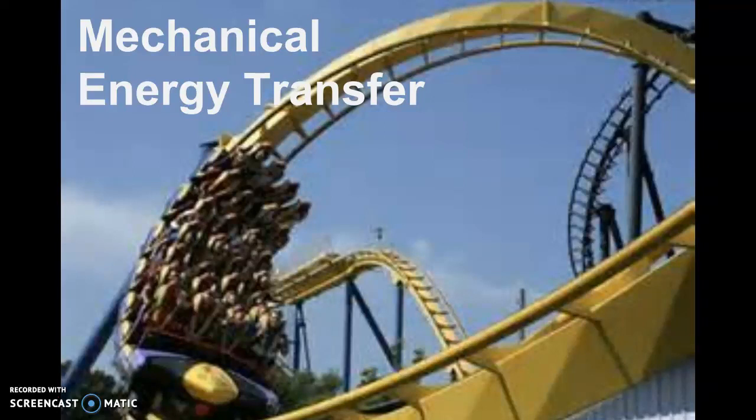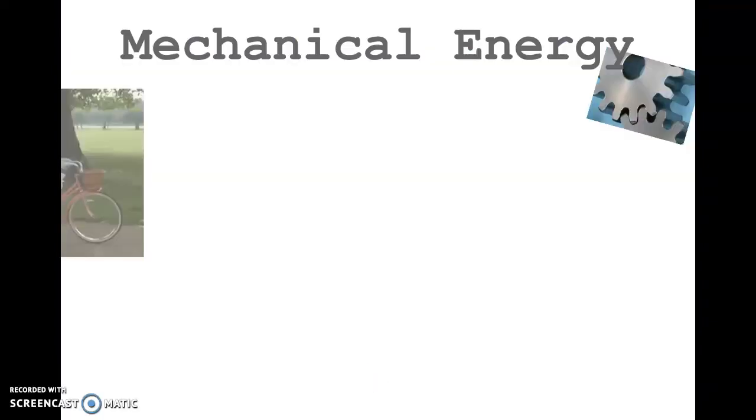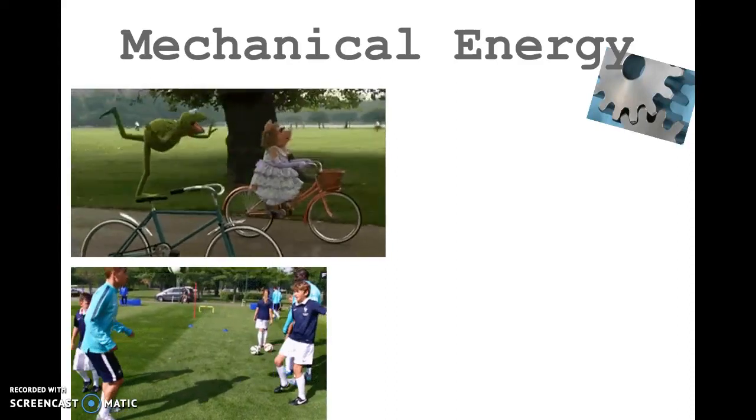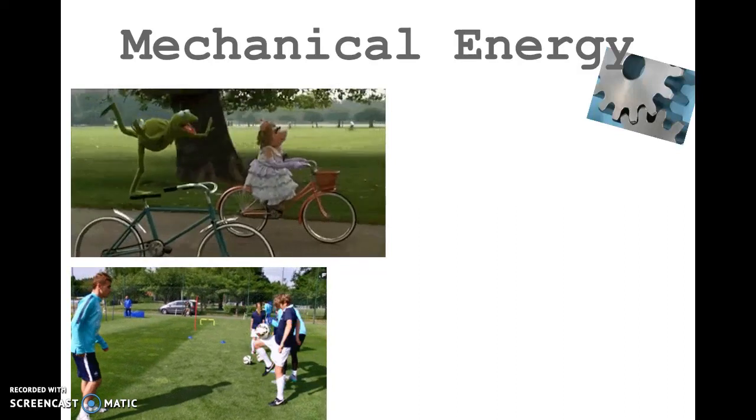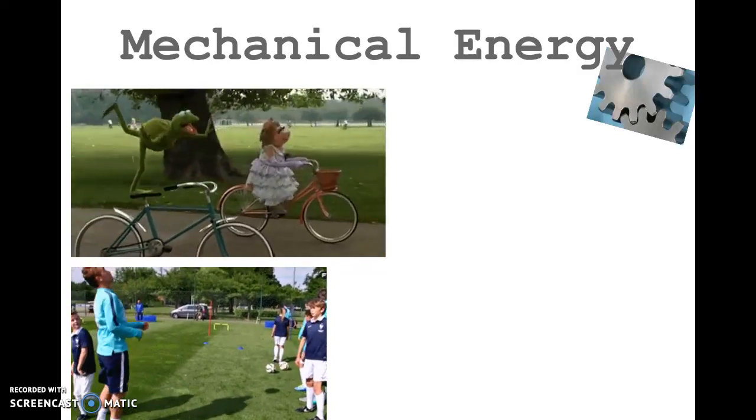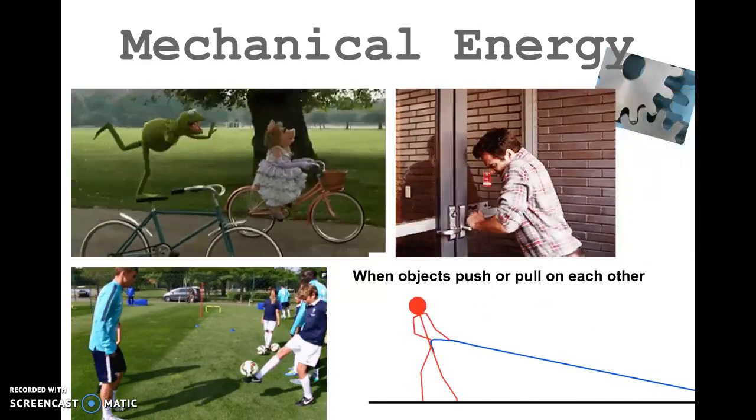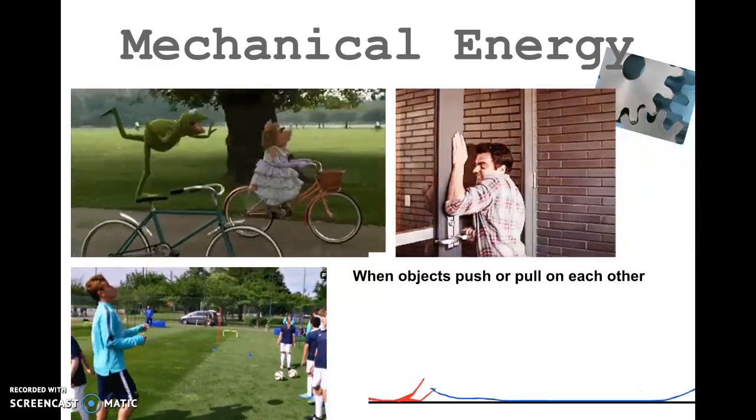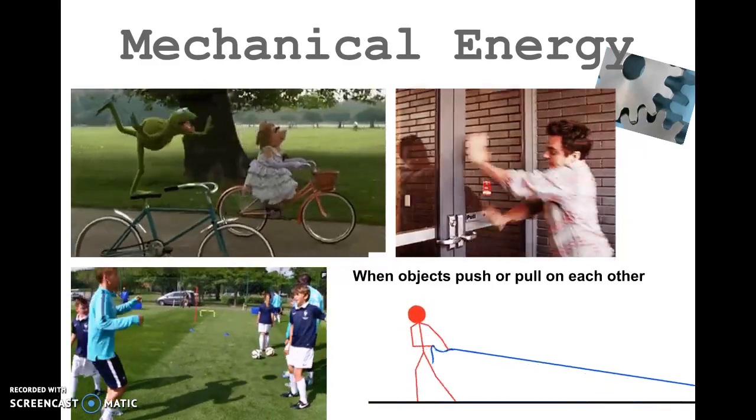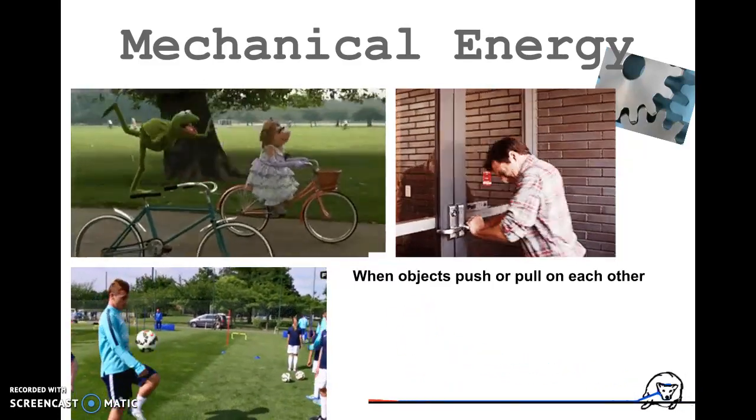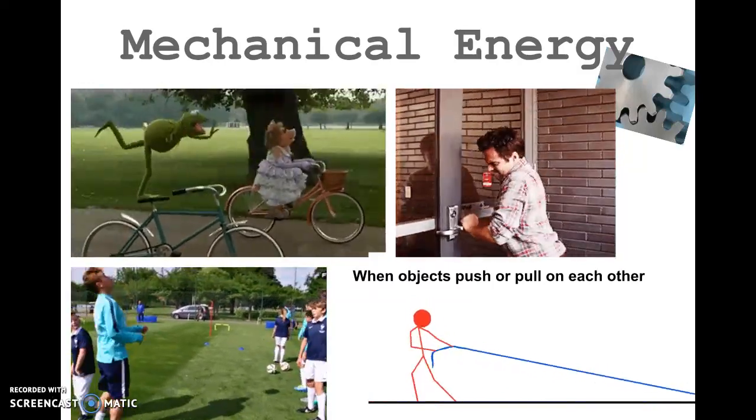This roller coaster is an example of mechanical energy. Riding a bike or kicking a soccer ball or headbutting a soccer ball are also examples of mechanical energy. Because mechanical energy is when objects push or pull on each other. So when you pull on your dog's leash because he won't move, or when you push and push on a door that says pull, you are exerting mechanical energy.